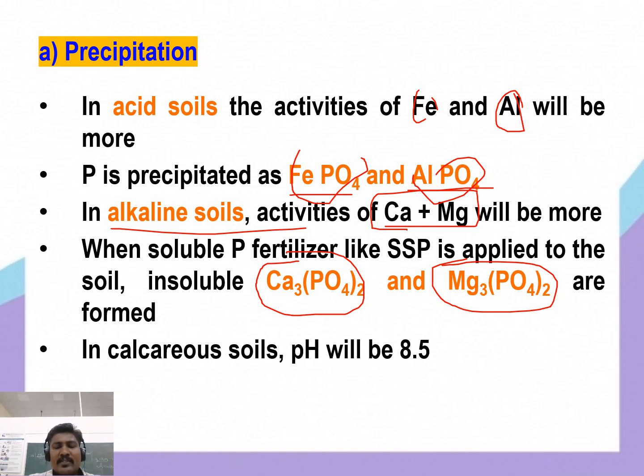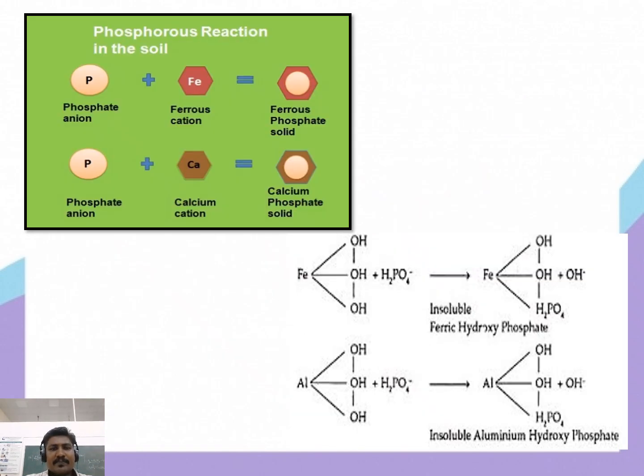So to ensure the availability of phosphorus, we have to maintain the pH in a neutral condition, 6.5 to 7.5, so that phosphorus availability will take place. Otherwise, when it turns to acid soil or alkaline soil, it will make a big problem for the availability. So this is the simple reaction.